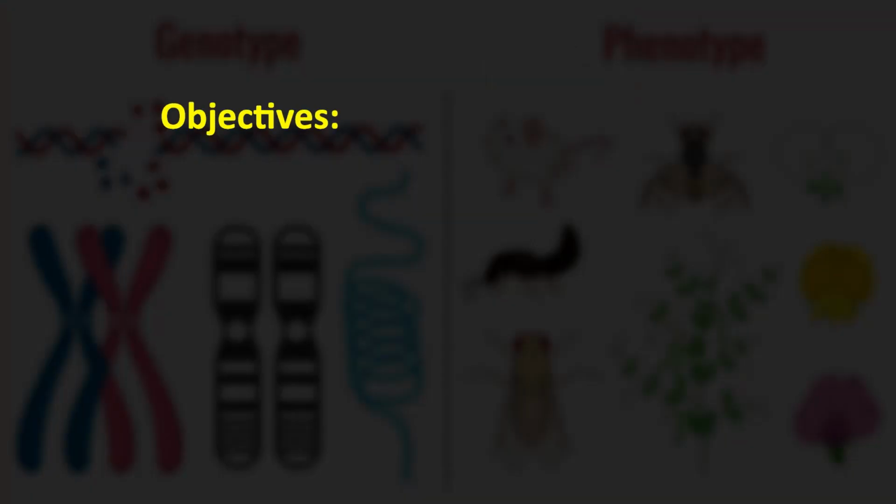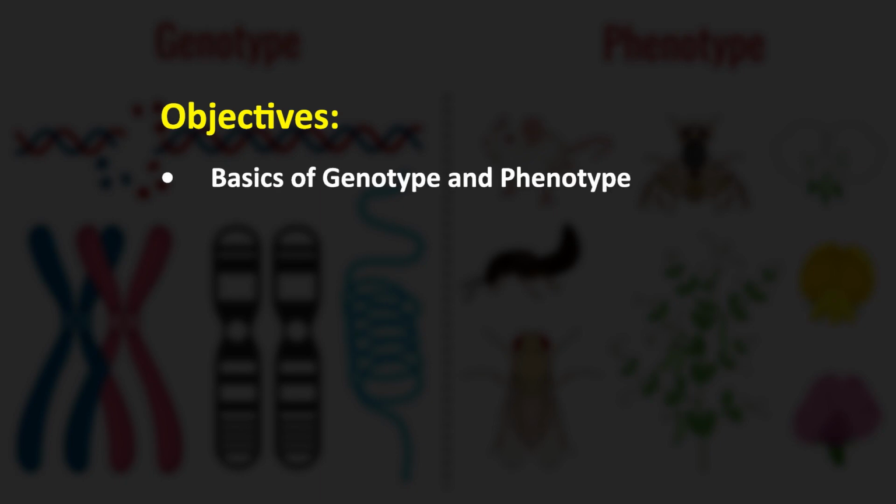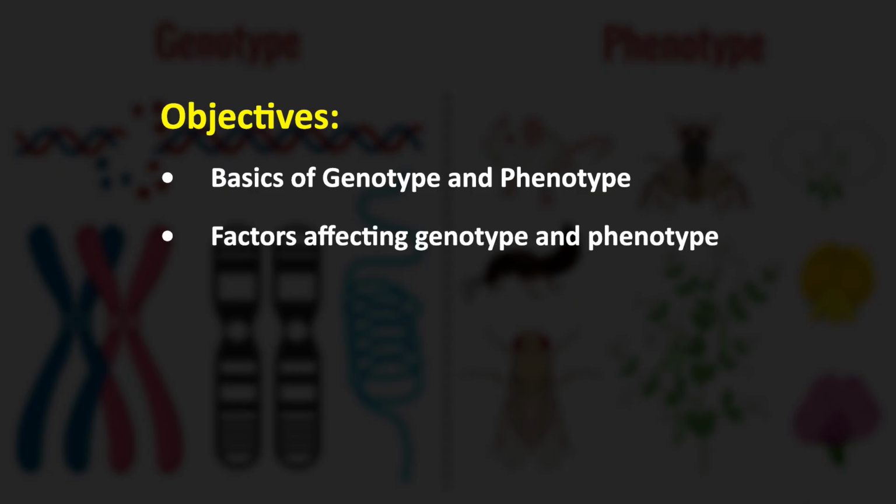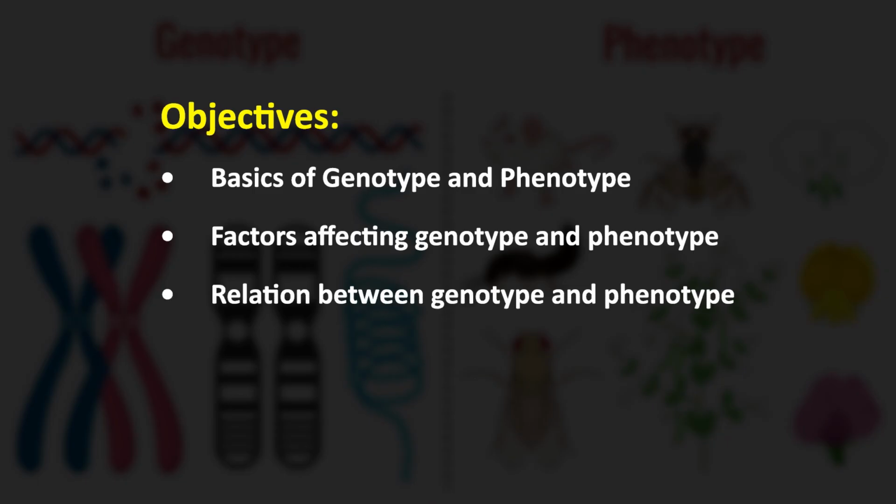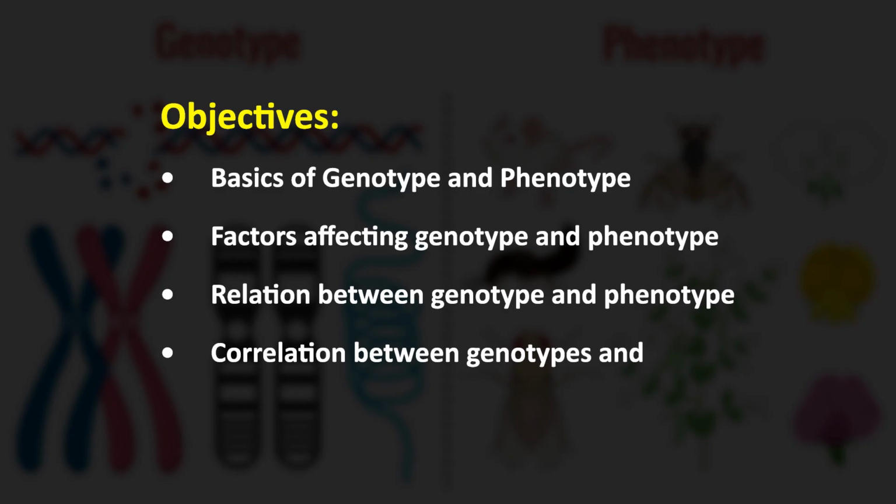Today we are going to discuss the topic genotype phenotype correlations. The main objectives of today's lecture are to know about the basics of genotype and phenotype, to study the factors affecting genotype and phenotype, to know about the relation between genotype and phenotype, and finally to elaborate a view of the correlation between genotypes and phenotypes in terms of various laws.